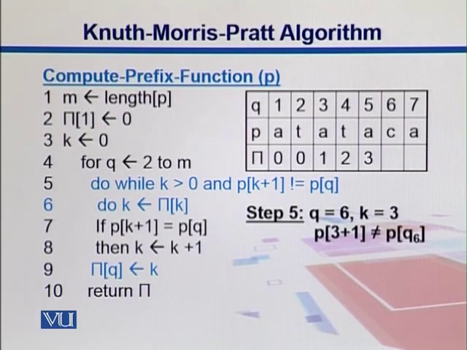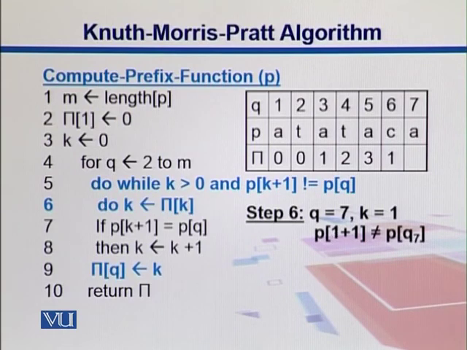Do while K greater than 0. Yes, it is greater than 0. K is equal to 3. And P of K plus 1, which is P of 4, is not equal to P of Q, which is actually P of 6. So in this case, they are not equal. So what we do is, we will take the value at pi of K, and we will update the K with that. So right now, at that position, we have the value pi of 3. At position number 3, we have the value of 1. So K will be updated to 1. So we put that value: pi of 6 is equal to 1.